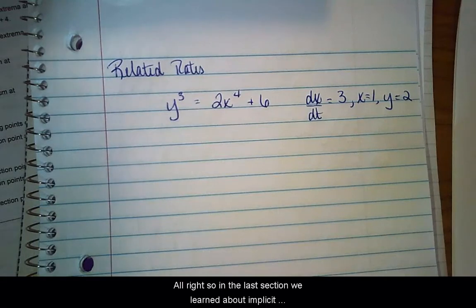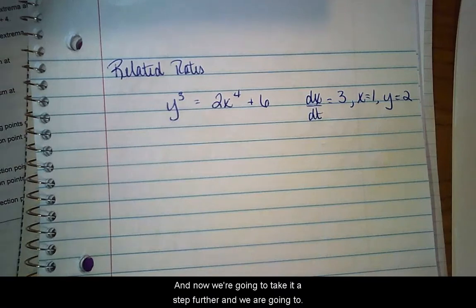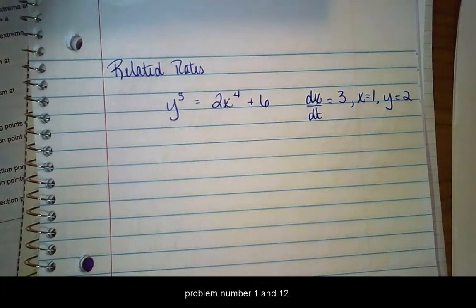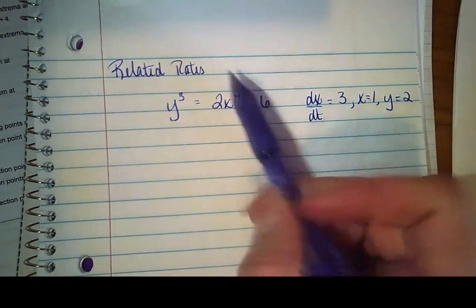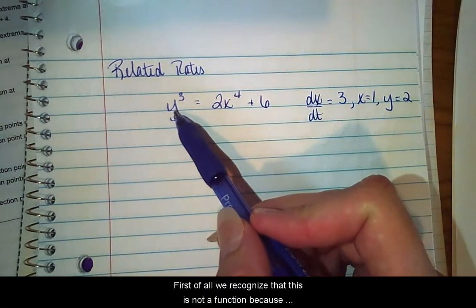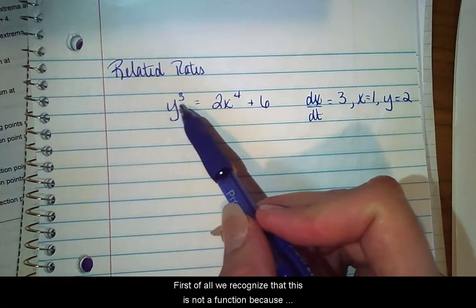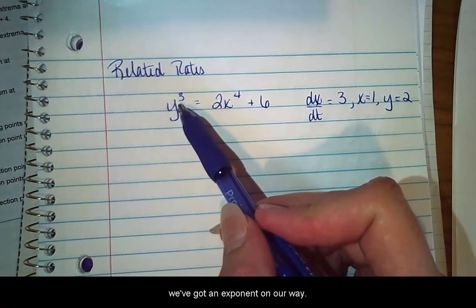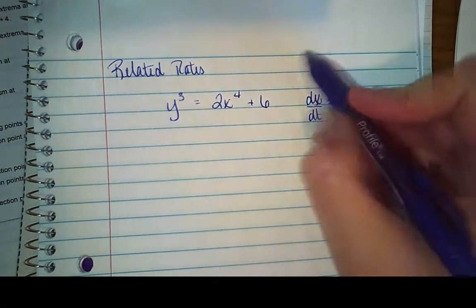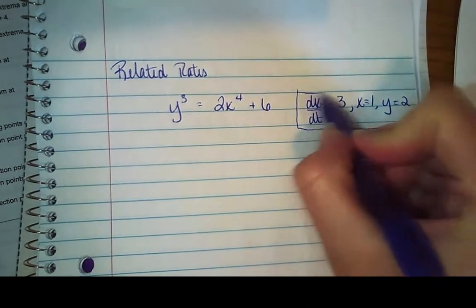All right, so in the last section we learned about implicit differentiation, and now we're going to take it a step further and use implicit differentiation to find related rates. From problem number 1 in 12.4, first of all, we recognize that this is not a function because we've got an exponent on our y.